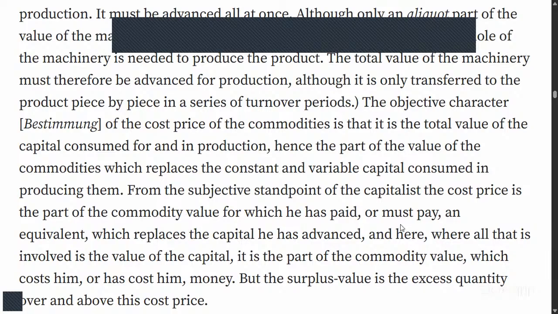Hence, the part of the value of the commodities which replaces the constant capital and variable capital consumed in producing them. From the subjective standpoint of the capitalist, the cost price is the part of the commodity value for which he has paid or must pay an equivalent which replaces the capital he has advanced. And here, where all that is involved is the value of the capital, it is the part of the commodity value which costs him or has cost him money. But the surplus value is the excess quantity above and over this cost price.